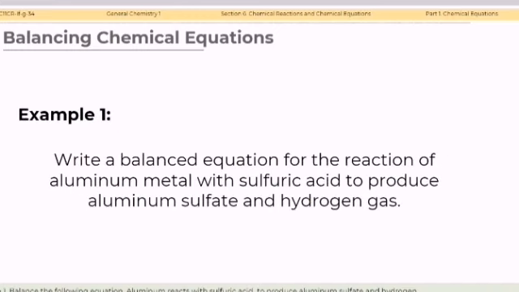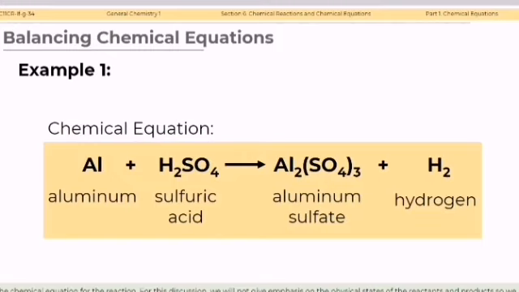Example number 1. Balance the following equation. Aluminum reacts with sulfuric acid to produce aluminum sulfate and hydrogen. Here is the chemical equation for the reaction. For this discussion, we will not give emphasis on the physical states of the reactants and products, so we may not indicate them for now.